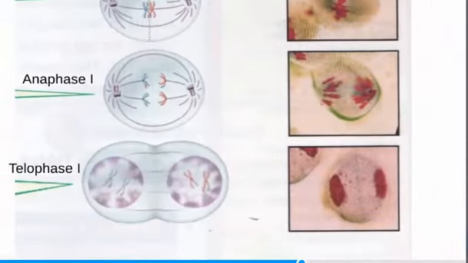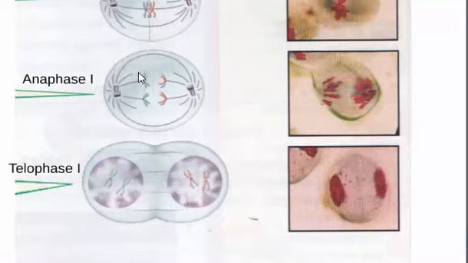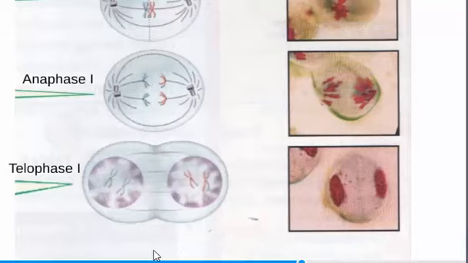Then we have the anaphase. In the anaphase, the paired homologous chromosomes are going to separate from each other and move toward opposite sides of the cell. The sister chromatids are going to remain attached. So here they separate and each goes to one end of the cell.